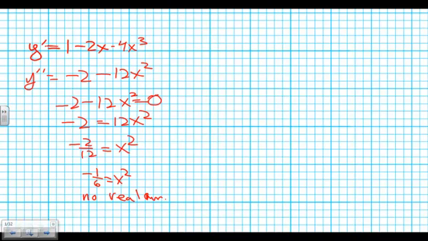Conclusion. Y is concave down for x from negative infinity to positive infinity. Think about the original graph. Didn't it look concave down? It's concave down everywhere. All right, hooray! And there's no inflection point? No, and there are no inflection points.